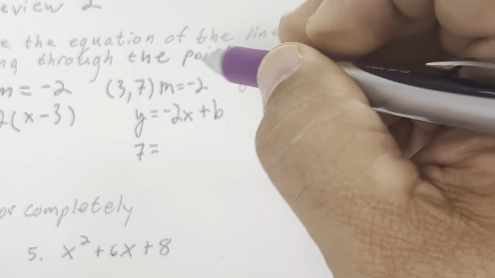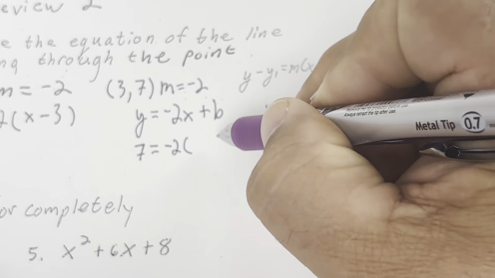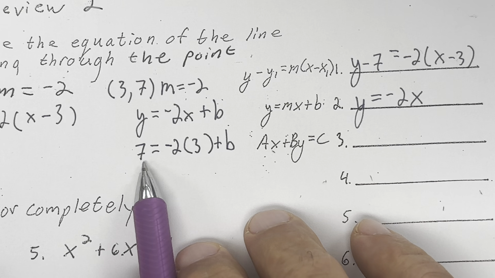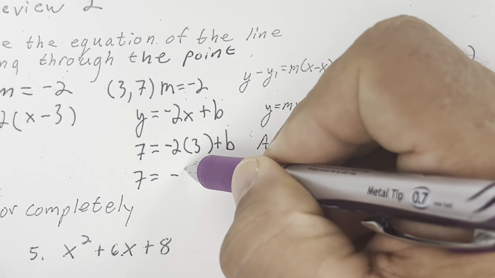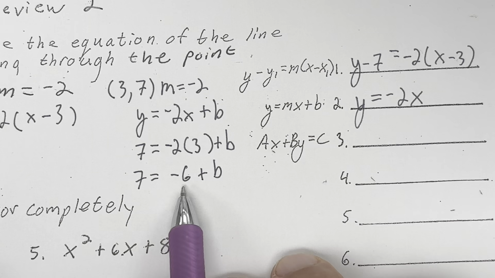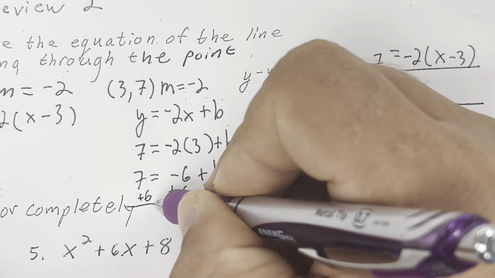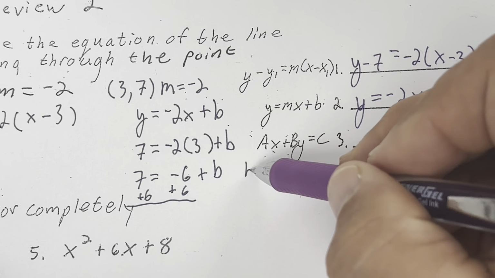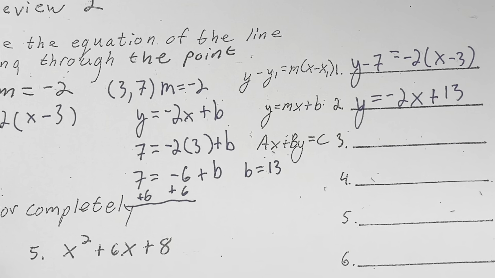The slope equals negative 2. What's the x value? 3. So 7 equals negative 6 plus b. I add 6 to both sides. So b is going to equal 13. So I just come over here and put plus 13. As soon as I get b equals 13, I know I'm done. I just put it in there for b.